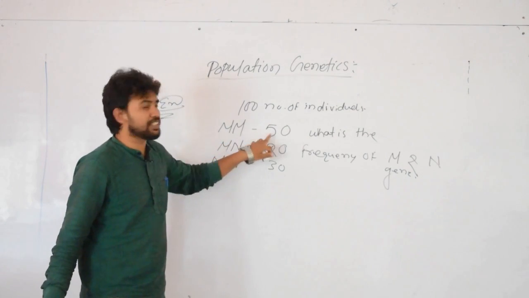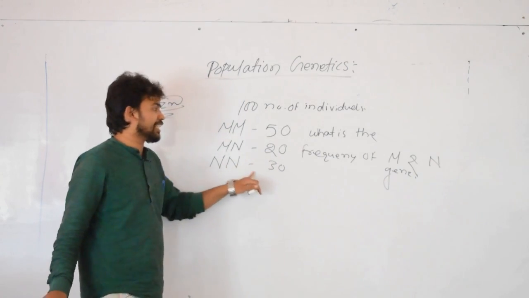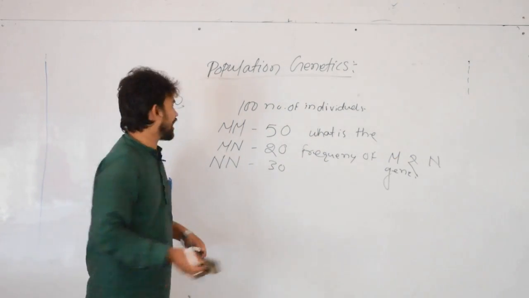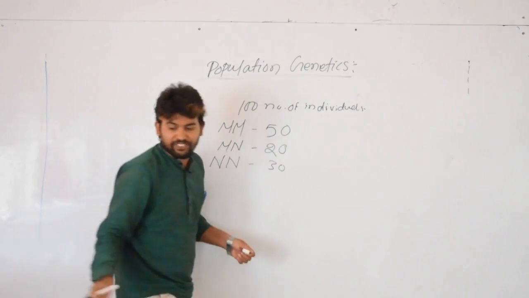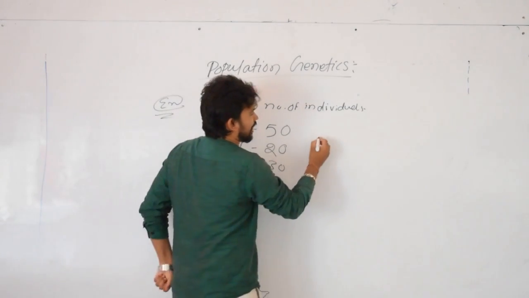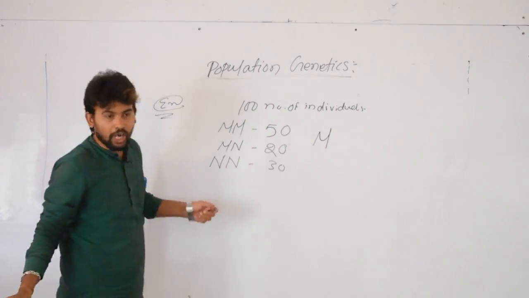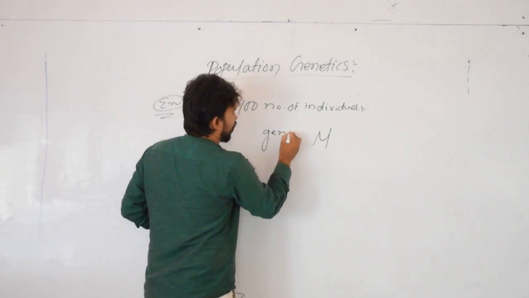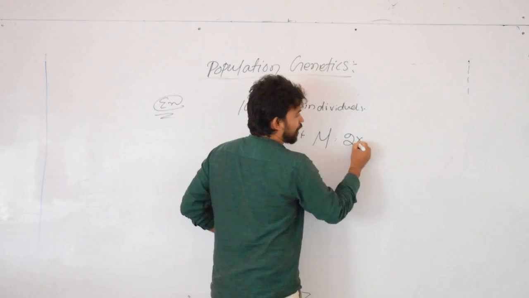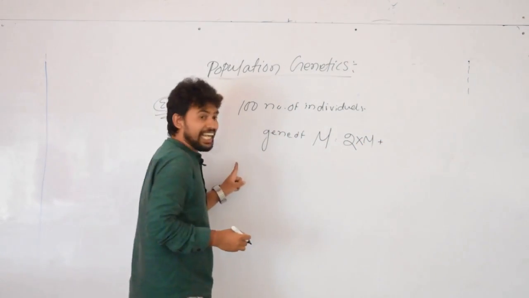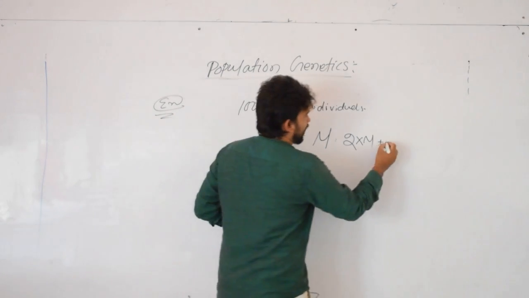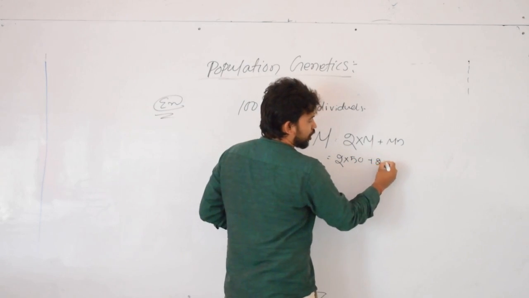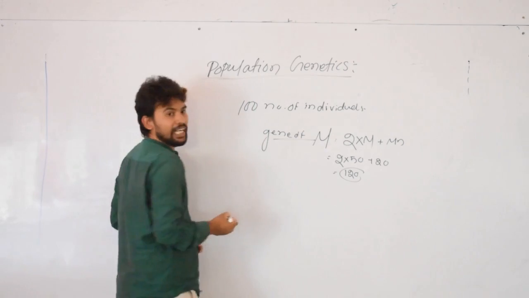Here the given data is MM is 50, MN is 20 and NN is 30. Our target is the frequency of M and N. We first calculate the gene of M. Gene of M is equal to 2 into MM plus MN, the hybrid already given. So 2 into 50 plus MN, 20. So 120 is the M gene count. Okay.